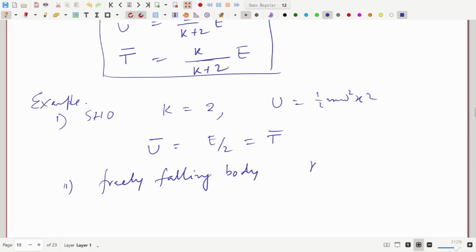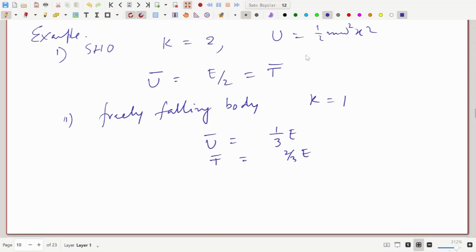Similarly, if you have a freely falling body, you have k equal to 1. So U bar will be 1/3 of E, and T bar will be 2/3 of E. This is a result which is familiar to us. And the third example, with which we will close this session, is U bar for Kepler's problem.